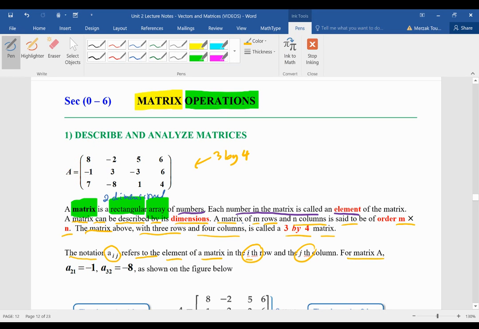I'm going to repeat. The second row, first column: if you cross these two lines, this is where they intersect. The point of intersection will be that element. In this case, it would be -1. A32 means the third row, second column. So the third row, second column must be this one, -8.